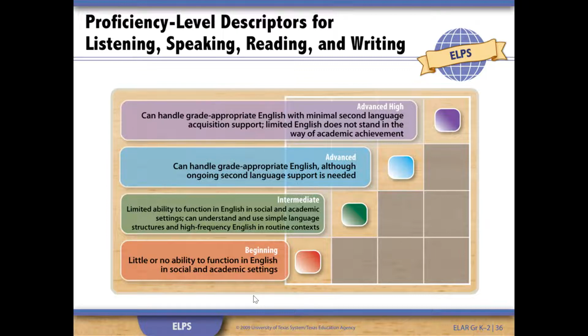So a student who has little or no ability to speak English only answers in quick yes, no's, maybe, lots of head shaking, possibly even some no habla inglés. Beginning level speakers are at that level. You would see in their writing no English at all. They would not be able to read anything in English. And again, listening and speaking, very, very minimal, if at all, response toward English.